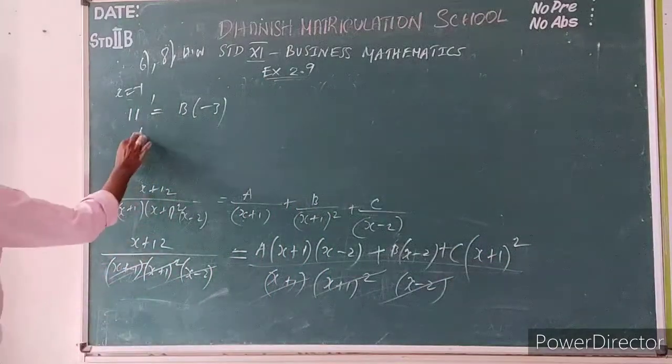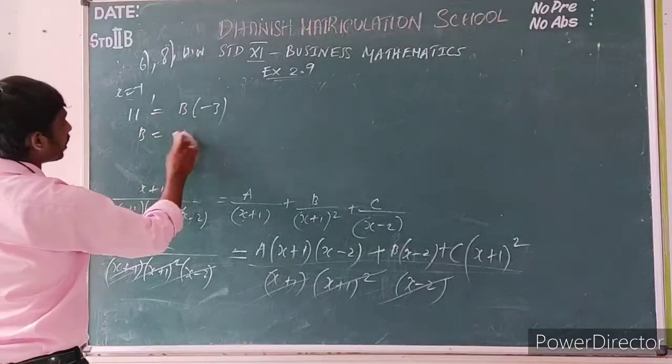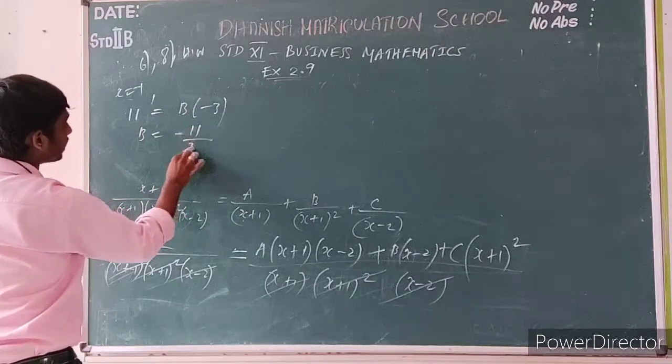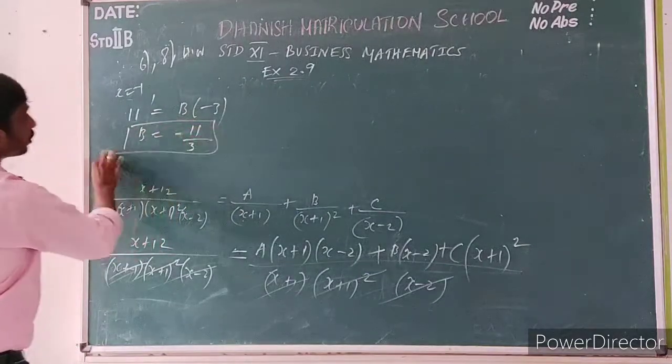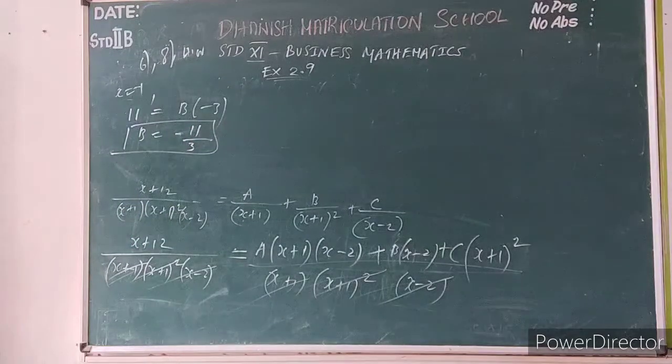What is the b value? That is b is equal to 11 divided by minus 3. So what is the b value? Minus 11 divided by 3.